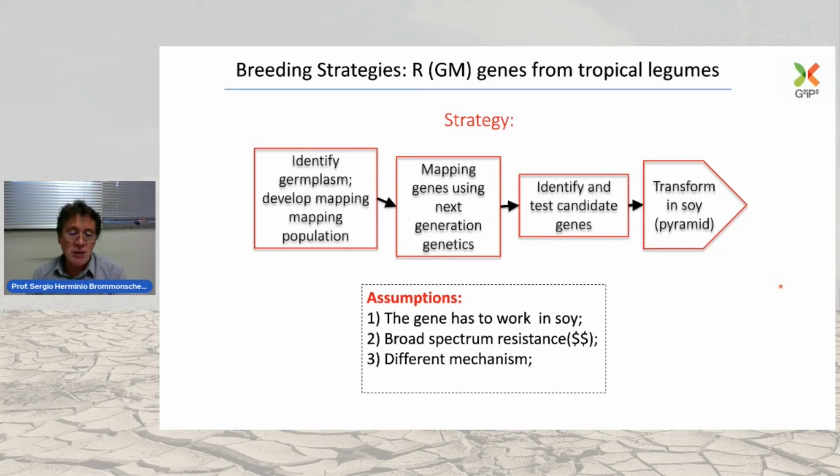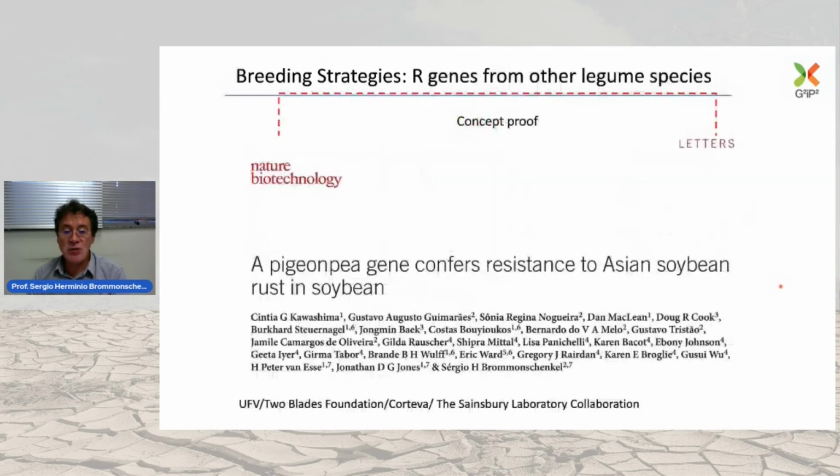So the assumption behind this approach: the gene has to work in soybean, because if it works in Cajanus but does not work in soybean, it's not useful. It has to provide very broad spectrum resistance, because if you do not provide very broad spectrum resistance, why are you going to spend money to transfer this gene to soybean? You go through all the regulation processes that are very expensive. So ideally, the gene has to have a different mechanism compared to the genes that we have in soybean.